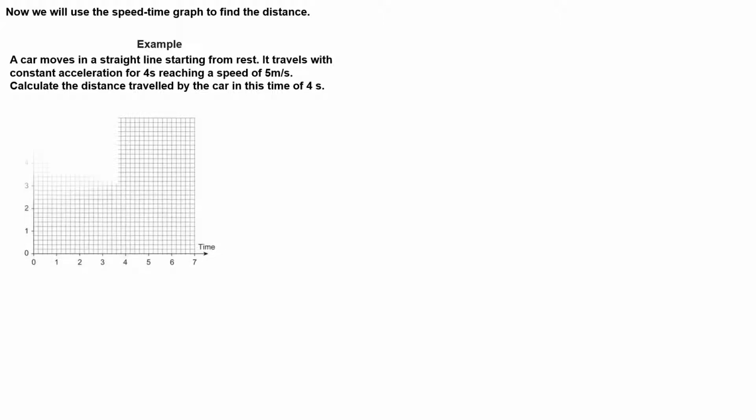Now we will use the speed-time graph to find the distance. Example. A car moves in a straight line starting from rest. It travels with constant acceleration for 4 seconds, reaching a speed of 5 meters per second. Calculate the distance traveled by the car in this time of 4 seconds. Let's take the graph from the previous example.